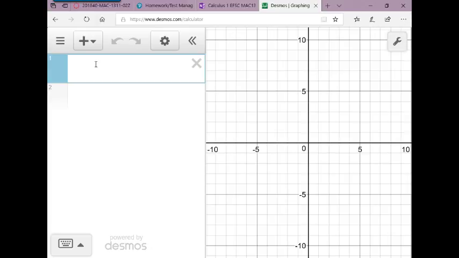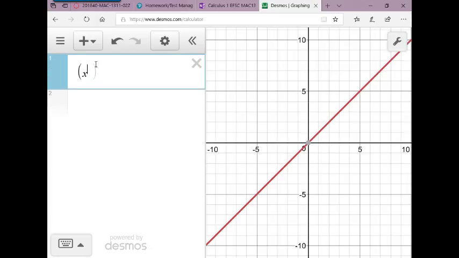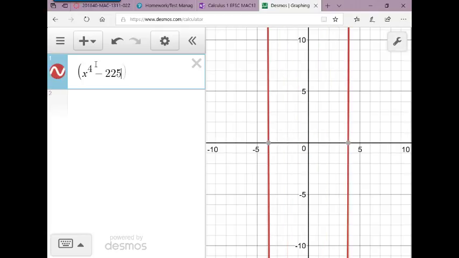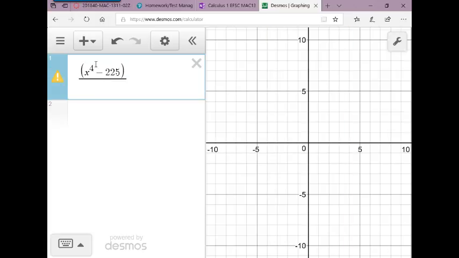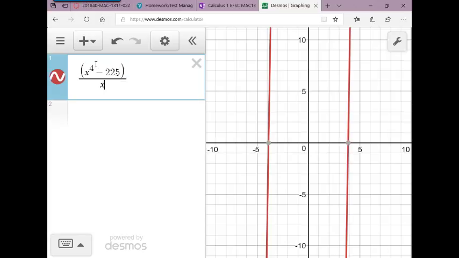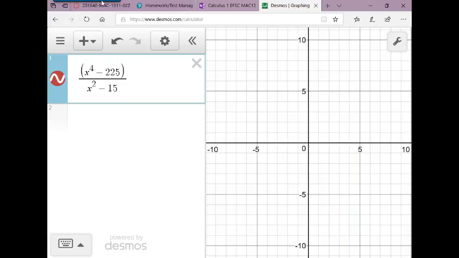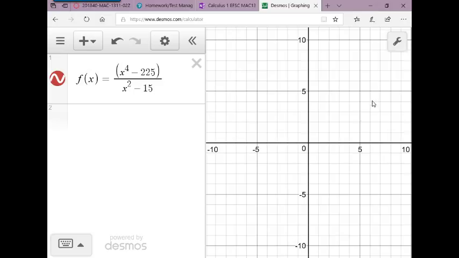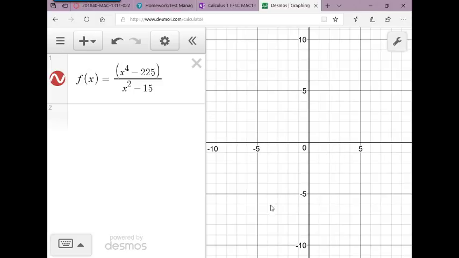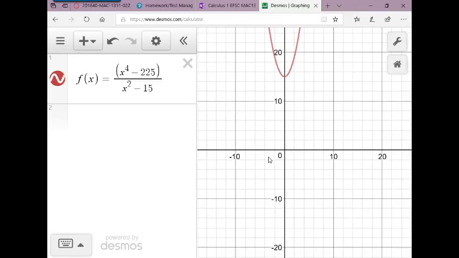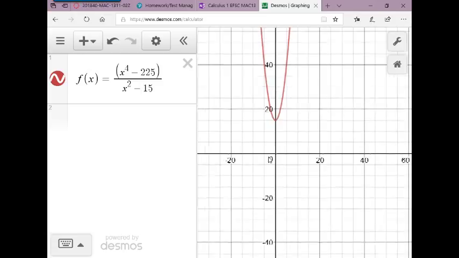All right, so if we want x to the 4th power minus 225 divided by x to the 2nd power minus 15, and I'm going to call this one f of x. Okay, so shrink a little bit here, step back.